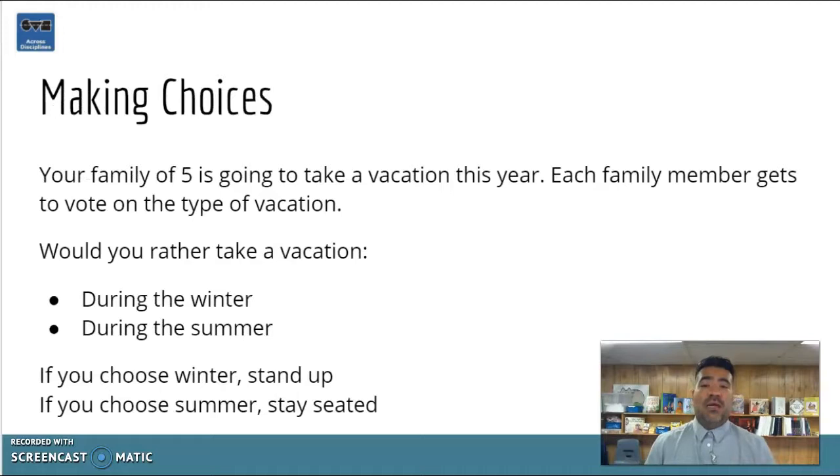The other one is making choices. So in this example, your family of 5 goes on vacation, and everybody gets a chance to choose where they want to go. So the kids have a choice whether they want to go in the winter or the summer.